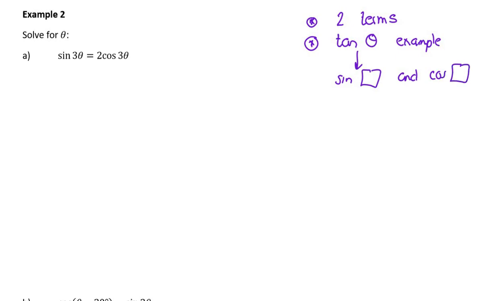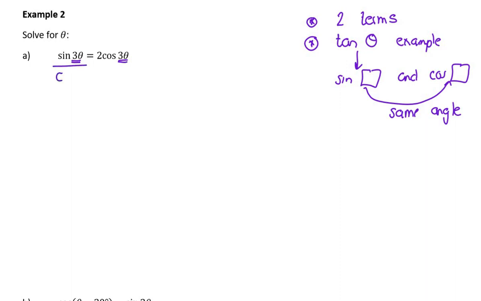You have to have the same angle, because if you don't, you can't possibly reduce it to a tan. So the first thing I do when I see two terms with sine and cos is check: do I have the same angle? Because if I have the same angle, I have a tan equation. Here, for example, I have sine 3 theta and cos 3 theta. They're two terms, already on opposite sides, which is great.